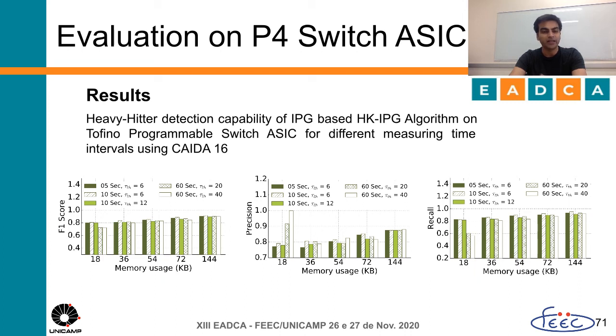Here the x-axis represents the memory use in kilobytes. We observe that our proposed IPG-based heavy hitter detection solution can detect heavy hitters with around 0.90 precision and 0.95 recall with only 144 kilobytes of memory. We analyze the performance for different measuring time intervals and find that the precision and recall are consistent for large memory sizes.